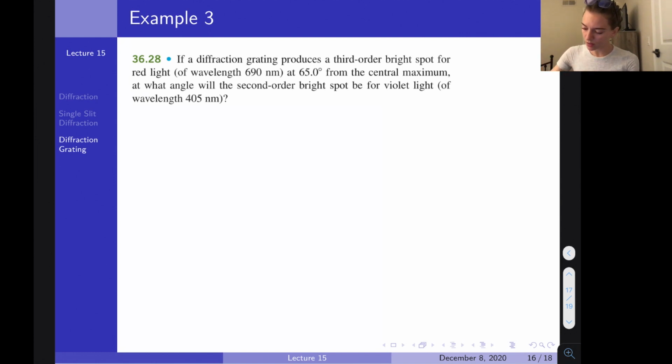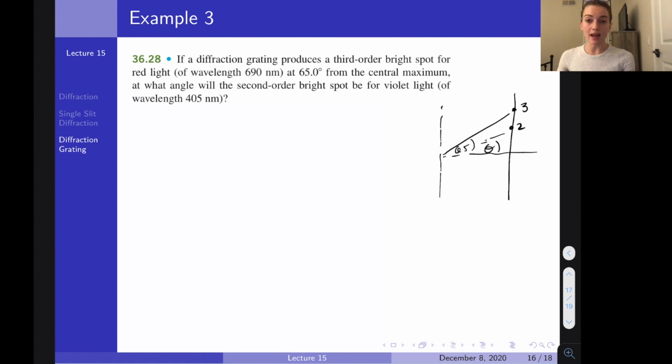Okay, so let's just draw a little picture of this, we have our diffraction grating here. It's saying we have a third order bright spot at 65 degrees up here with red light. And then we want to know at what angle will the second order bright spot for violet be. So I'll draw the second order one down here. So I want to know what angle is that for the violet light.